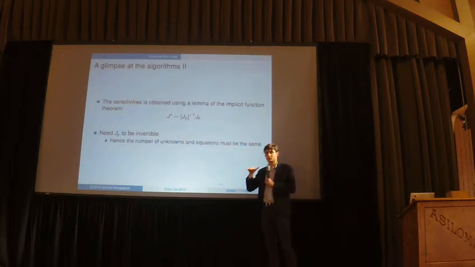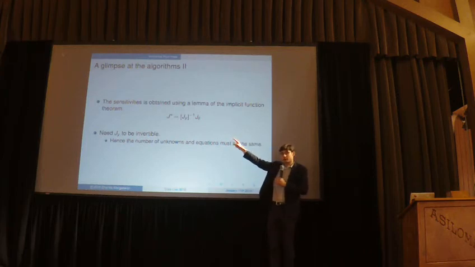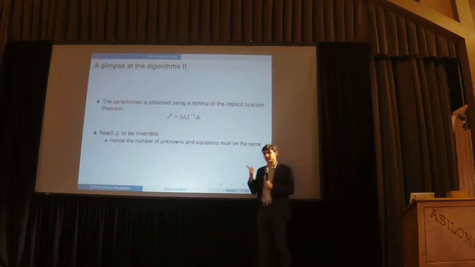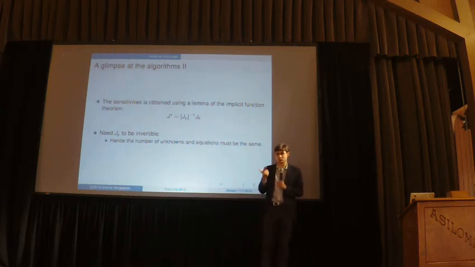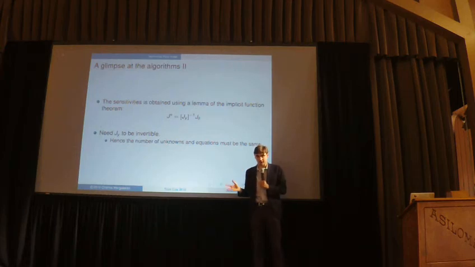And so that kind of puts some constraints on the problem we're trying to solve, because J sub y needs to be a square matrix. And essentially what that means is the number of equations in my algebraic solver needs to be the same as the number of unknowns that I'm trying to solve for, right? So you need to have a somewhat well-behaved algebraic equation.